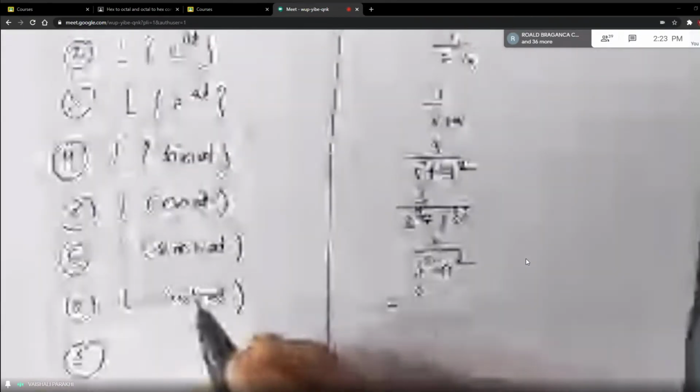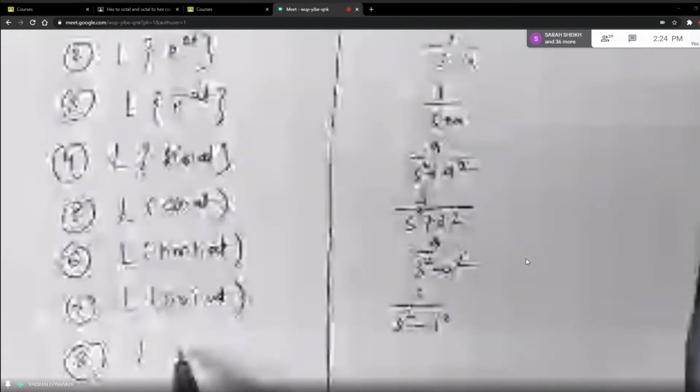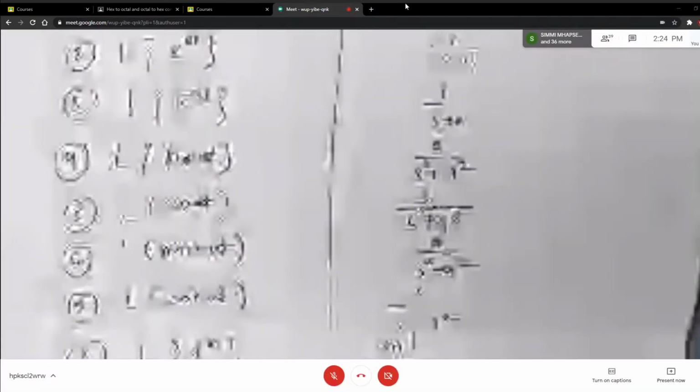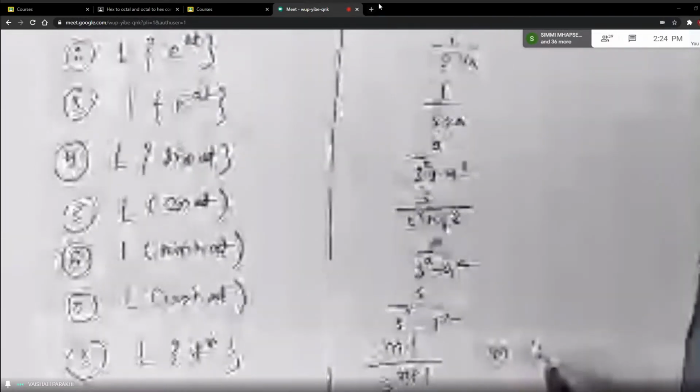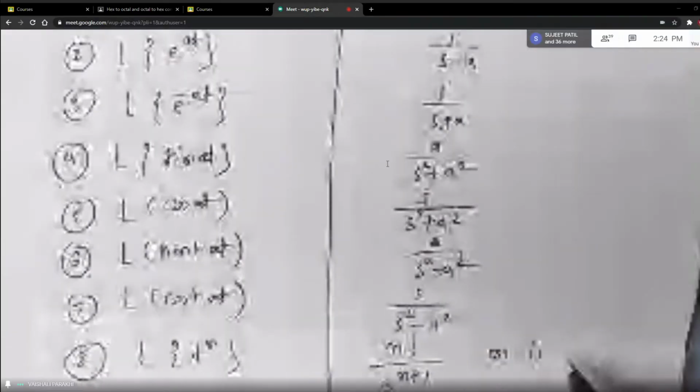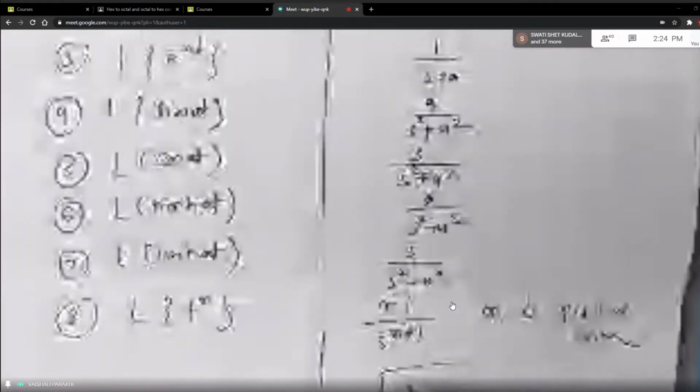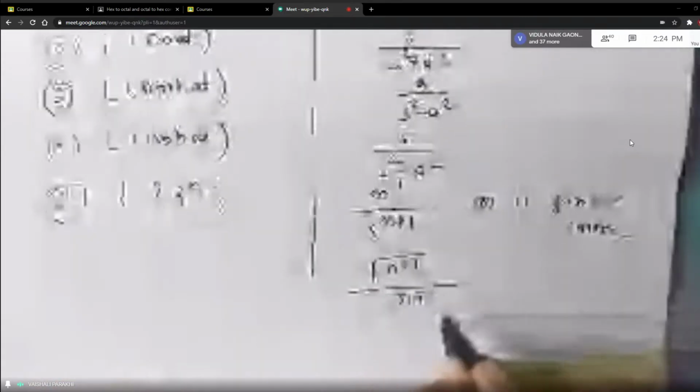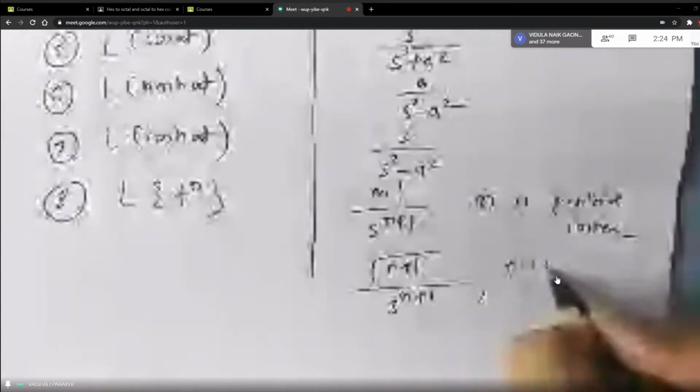Then there is Laplace of t raised to n. Laplace of t raised to n is n factorial upon s raised to n plus 1, where n is a positive integer, and it is equal to gamma of n plus 1 upon s raised to n plus 1 if n is a fraction.